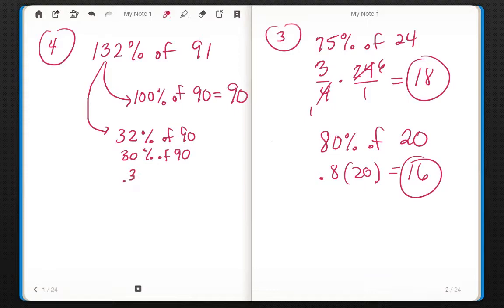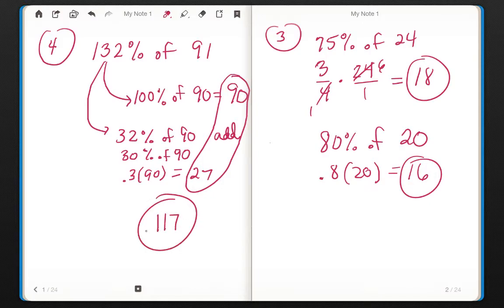So then I make 30% what decimal? 0.3. Good. 0.3 times 90. Figure out what that is. $27. Now what do I do with the 90 and the 27? Add them up. Because I just separated it into 2 sections. I have 100% was 90, 30% was 27. I add these together. Oh, I got 118.8.